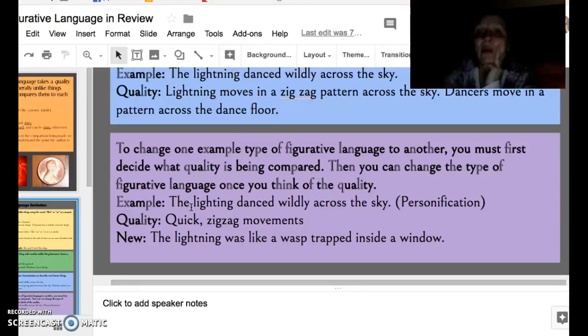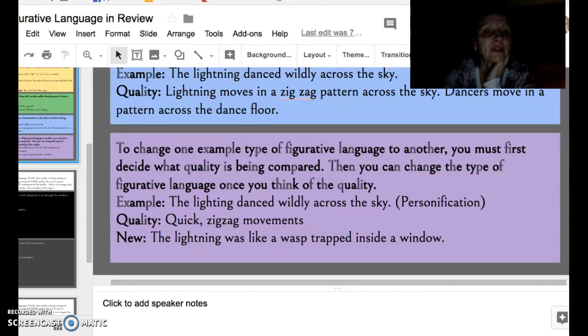I still have the same quality, movement. It's talking about its movement and the way it moves, but I've made it something new. Cool? You guys can do this.